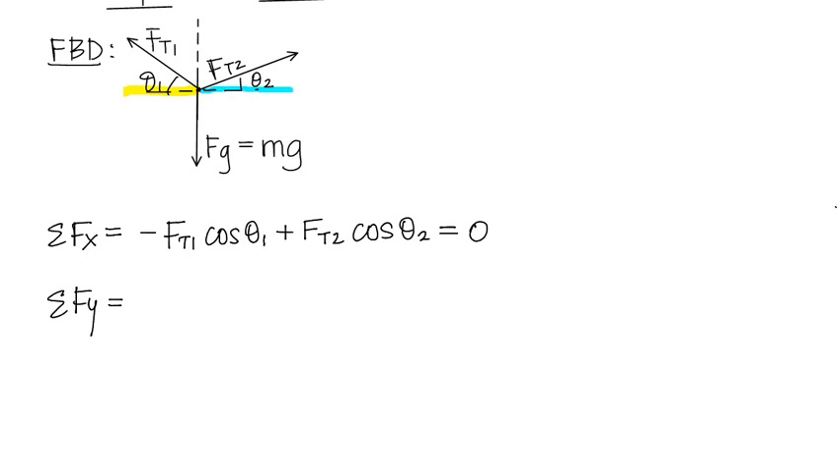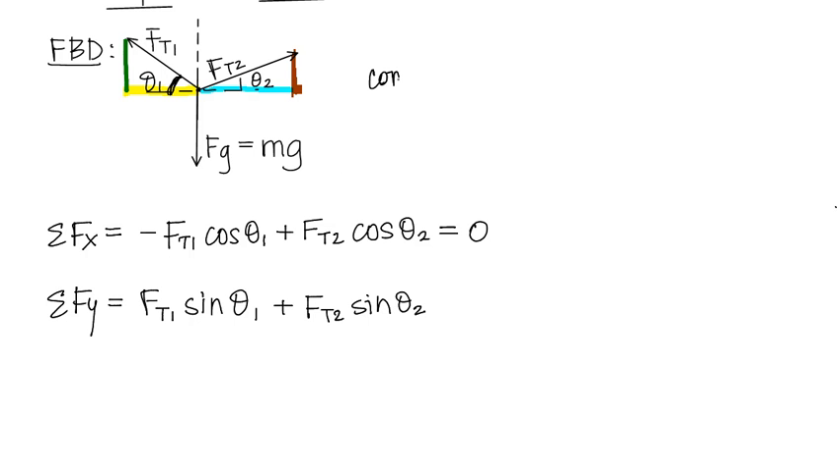Then we have to sum the forces in the y direction. Now, the y direction here is up. So that is a positive Ft1 sine, because it is opposite of this angle. So there's the angle here, and this is the opposite side. So sine of theta 1. And then we've got this guy right here, and that is also positive. It's up, so it's plus Ft2 sine theta 2.